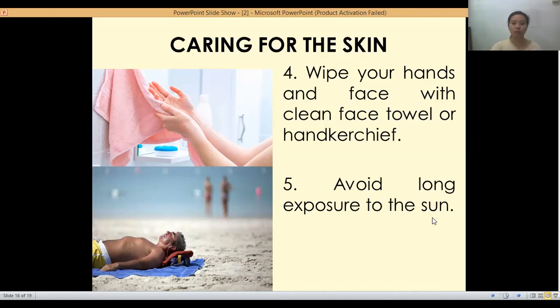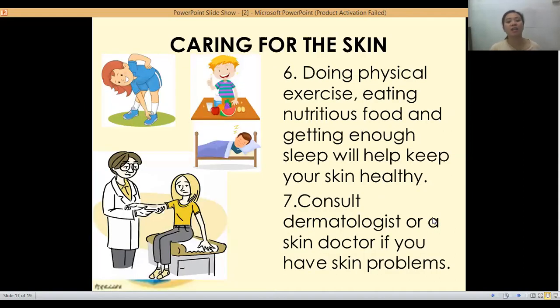Okay, now let's go to number six. Doing physical exercise, eating nutritious food, and getting enough sleep will keep your skin healthy. So you better exercise, eat nutritious food, and sleep. Having enough sleep will keep your skin healthy. And number seven, consult a dermatologist or a skin doctor if you have skin problems.